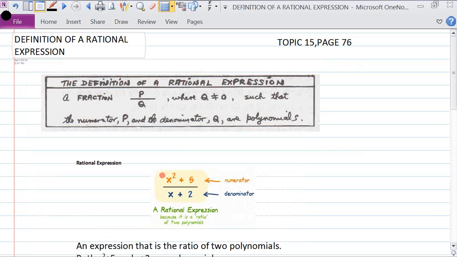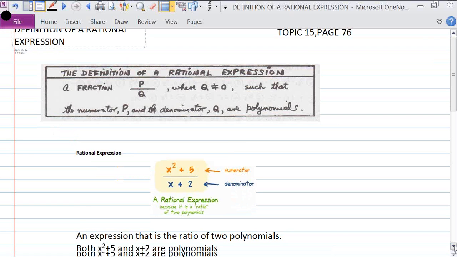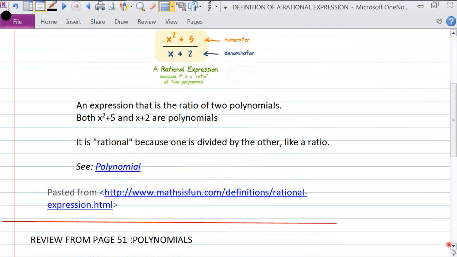So, definition of a rational expression. Here you can see it is a ratio, and that a ratio becomes rational, okay, such that the numerator p and q are polynomials, and we've done polynomials before. So an example of a rational expression would be x squared plus 5, the numerator, x plus 2, the denominator, and this is called a rational expression. It's the ratio of two polynomials.